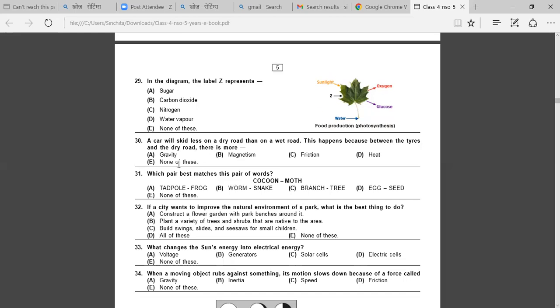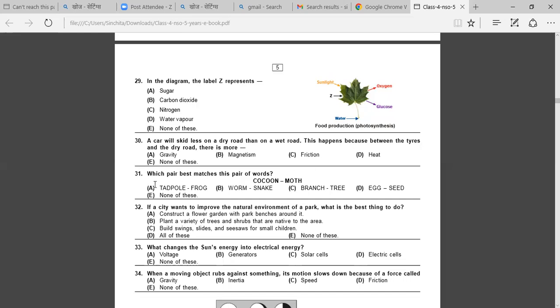Number 30. A car will speed less on a dry road than on a wet road. This happens because between the tires and the dry road there is more friction. This is the correct answer.